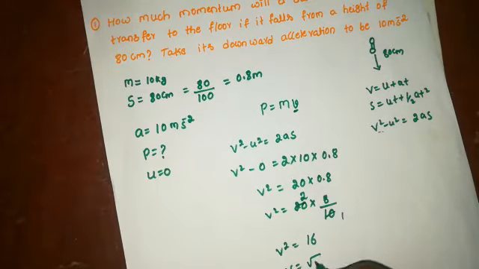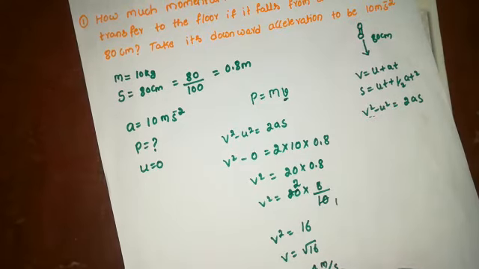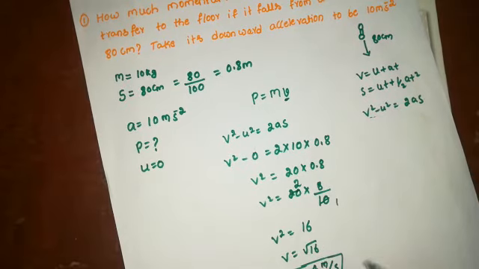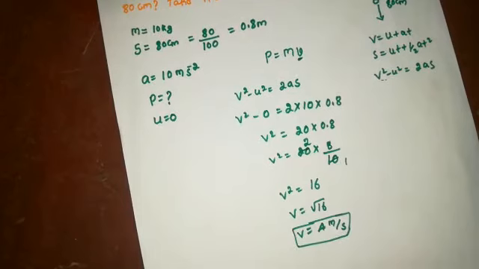How much? The square root of 16, that is v is equal to 4. Velocity, what is the unit of velocity? 4 meter per second. Okay, the velocity is 4 meter per second. Now we have to find out the momentum, that is p is equal to mv.